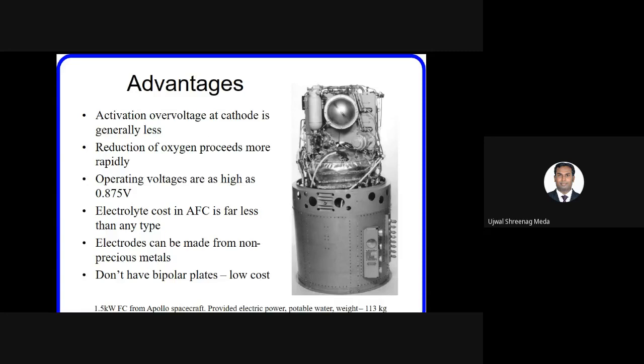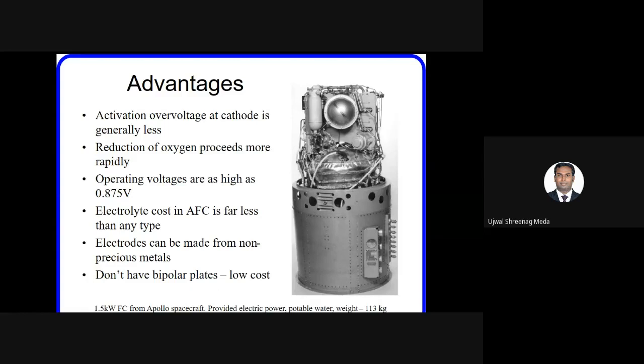Then, we are going to discuss the types of losses associated with fuel cells. One such type of loss is activation loss or activation overvoltage. So the loss is also defined as overvoltage. Usually, in fuel cells which operate at temperatures close to room temperature, or less than 100 degrees centigrade, the activation losses are more. However, in case of alkaline fuel cell, that activation overvoltage or activation loss is less. That is also considered as an advantage.